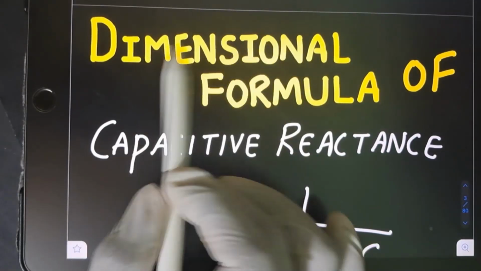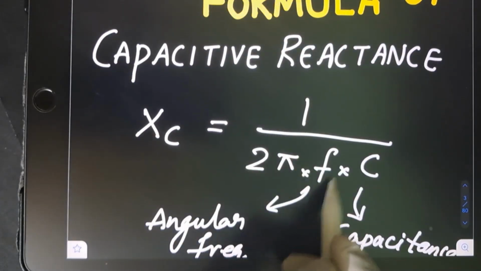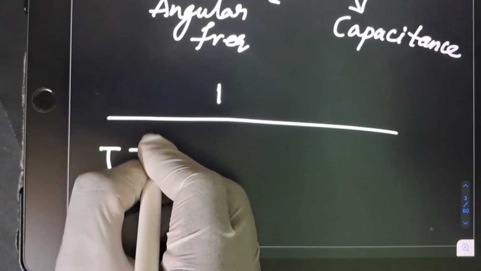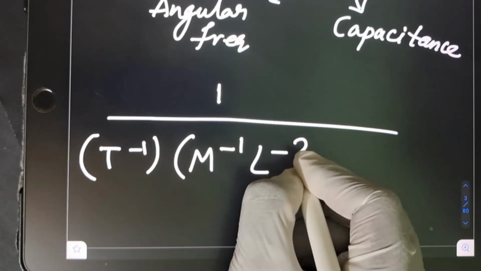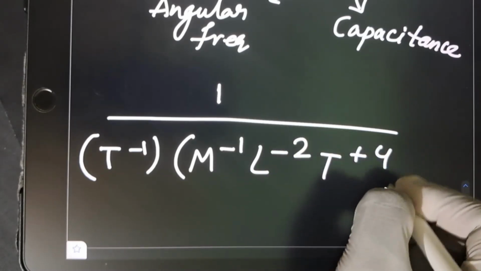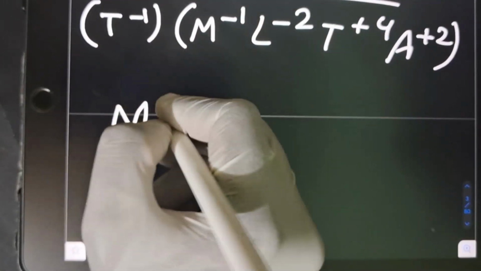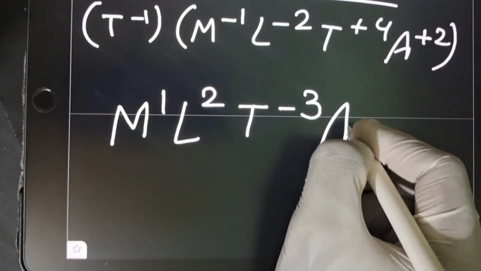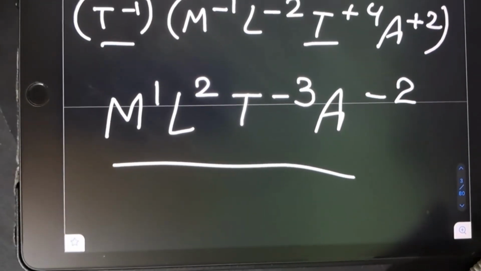To find dimensional formula of capacitive reactance, Xc is equal to 1 by 2 pi Fc. Here F represents frequency, C represents capacitance. So 1 by angular frequency, T power minus 1, and capacitance dimensional formula M power minus 1, L power minus 2, T power 4 and A power plus 2. On reciprocal, we get M power 1, L power 2, T power minus 3, A power minus 2. This is the dimensional formula of capacitive reactance.